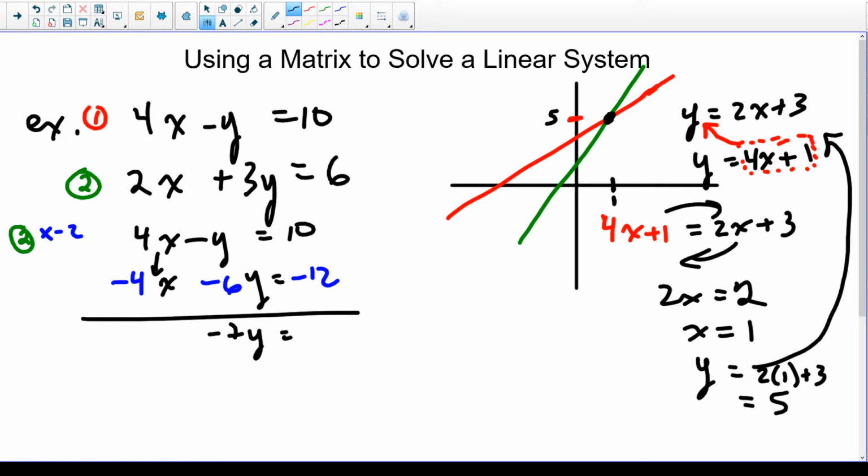10, I know it's adding. Negative 6 plus negative 1 plus negative 6. 10 plus negative 12 is 10 minus 12, which is negative 2. And now I can isolate y to be negative 2 over negative 7, which is just 2 over 7. And then I'd have to resubstitute that 2 over 7 back into one of the original equations to find the x value. Then I'd know the x value as well, and I'd know the point of intersection.